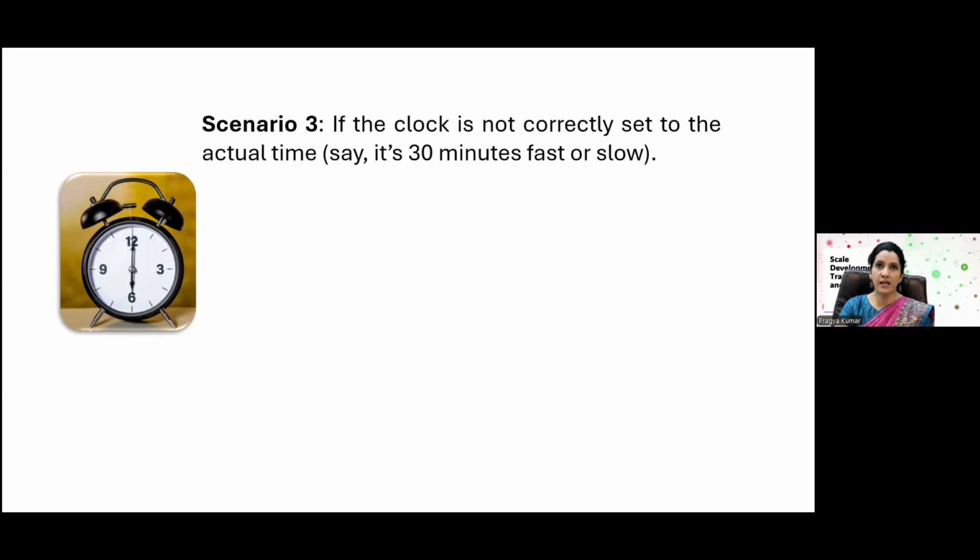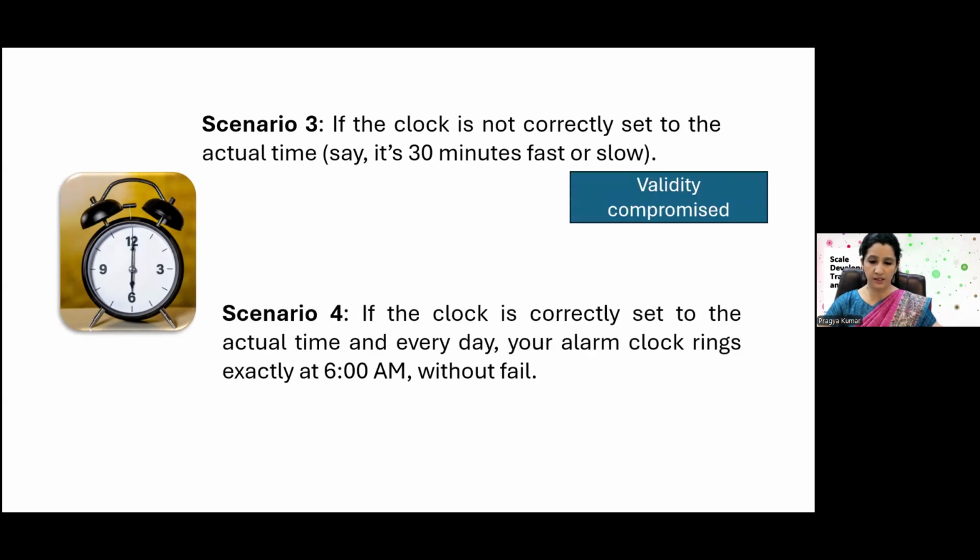This is the third scenario. If the clock is not correctly set to the actual time, let's say it is 30 minutes fast or slow. Like in the previous case it was 10 minutes, here it is 30 minutes. So this 30 minutes is the error in the validity. So is this error larger, 10 minutes or 30 minutes? Definitely 30 minutes is larger. So here the validity is compromised.